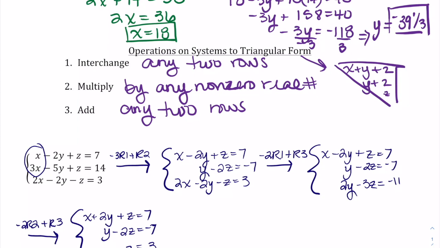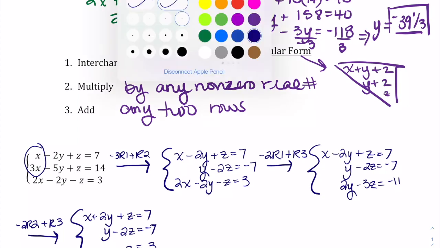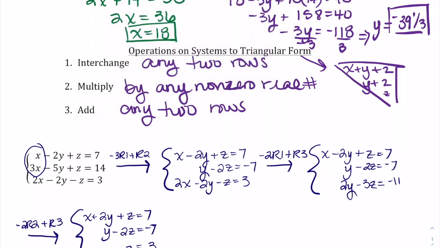So the last step is going to be just like we were doing before: we're going to plug in what we know. So if z is equal to 3, we can plug that into the second row. And add 6 to both sides, so y is equal to -1.